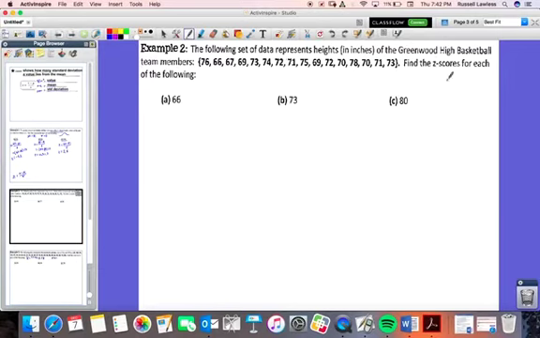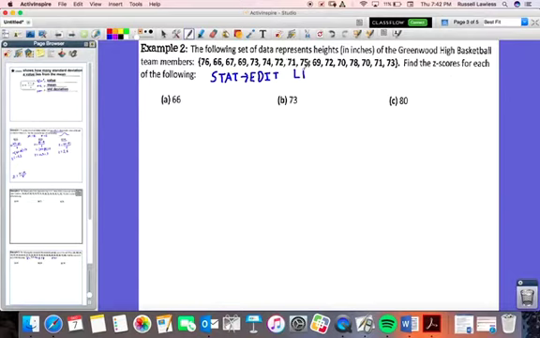Well, what we need to do, we need to put this set of data into your calculator. So what you're going to do, you're going to hit Stat, Edit, and then in your L1 list, I want you to input all of those data.